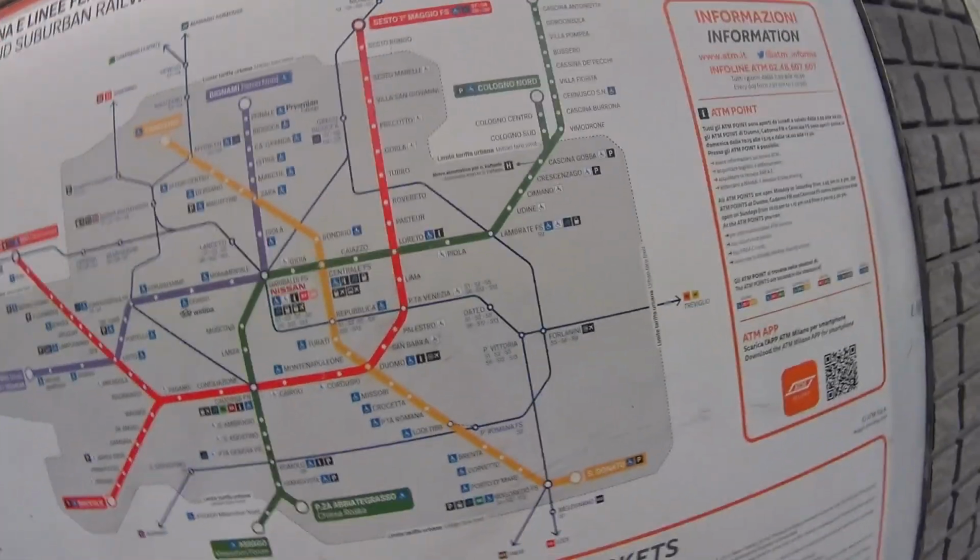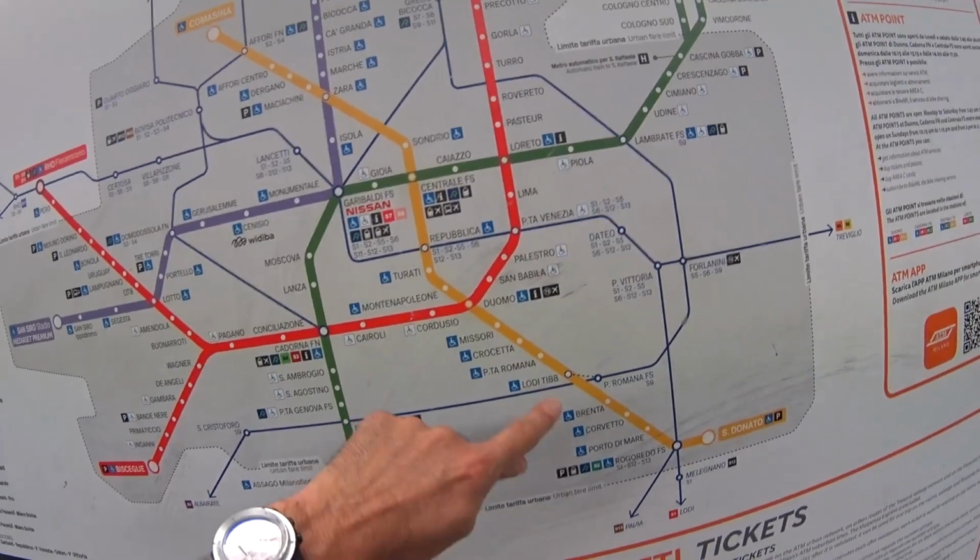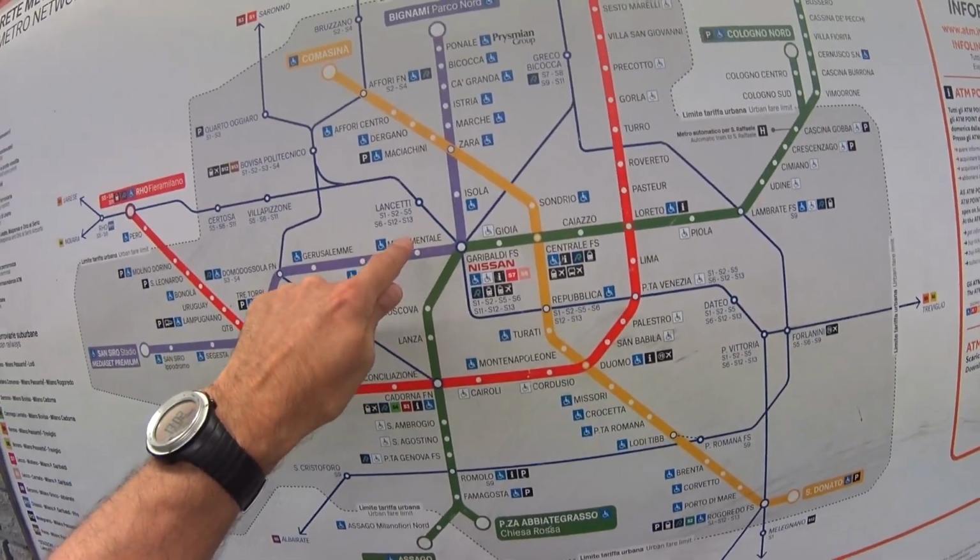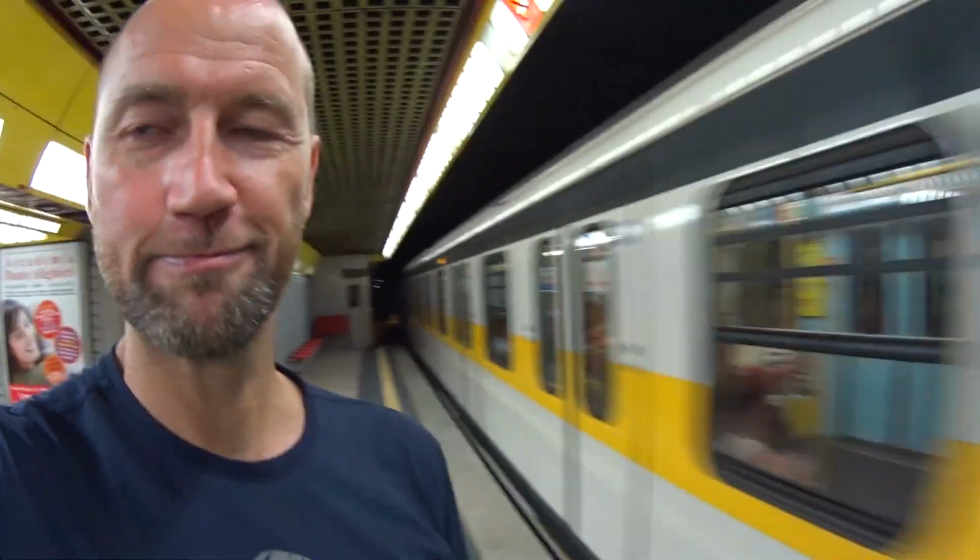Now I'm going to look at the map to see where to go. Now I'm looking at the map to see where I need to go. So I looked at the map to see where I need to go. I'm waiting for the metro. Now I'm going to get on to the metro. Too late, I missed the train, I missed the metro. Never mind, I'll get the next one.